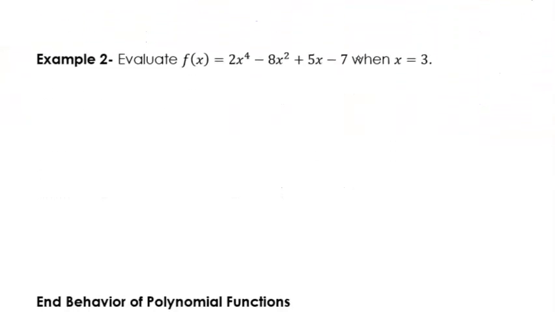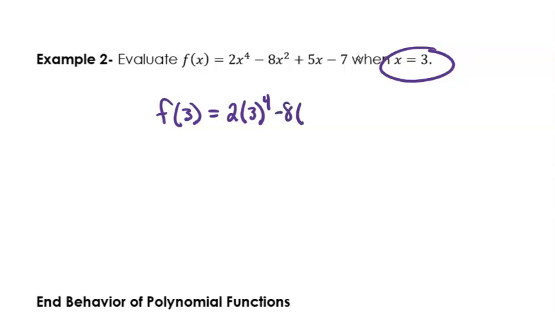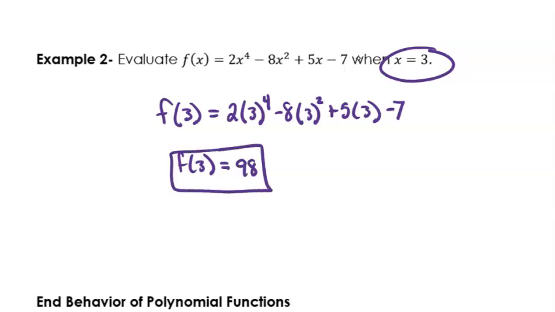All right, example 2 is really easy. It says evaluate this function when x equals 3. So if you write it like this and you put f of 3, all that's saying is I'm plugging 3 into function f. F is just the name. So you do 2 times 3 to the 4th minus 8 times 3 squared plus 5 times 3 minus 7. And you seriously just type all of that in your calculator and you get 98. All this says is when I plug 3 into function f, the output is 98.